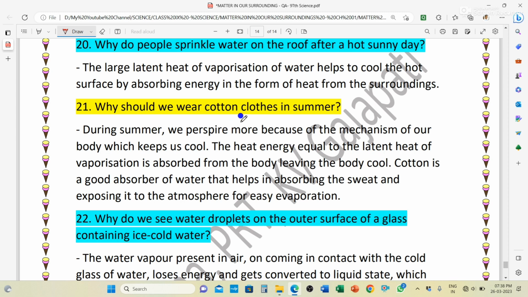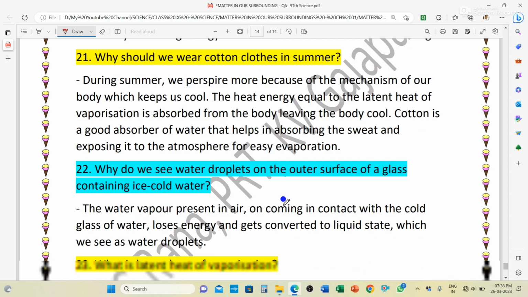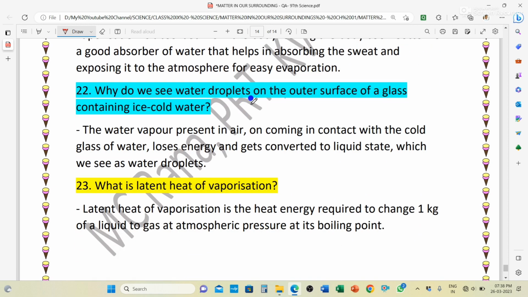So when we wear cotton clothes, cotton is a good absorber of water that helps in absorbing the sweat and exposing it to the atmosphere for easy evaporation. That's why we wear cotton clothes in summer. Why do we see water droplets on the outer surface of a glass containing ice cold water? The water vapor present in air, when it comes in contact with the cold glass of water, loses its energy and gets converted to liquid state.